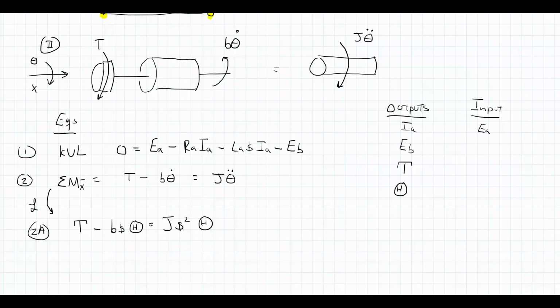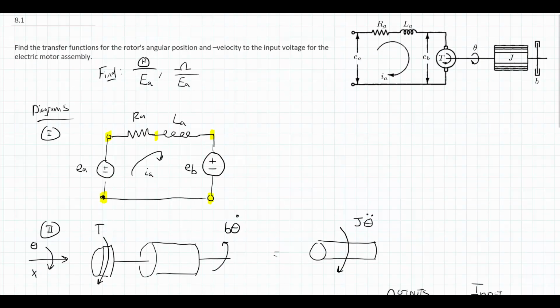J is a constant. So we actually have 4 outputs now from the equation of motion coming out of the free body diagram. So we need at least 2 more equations. And if we look at our list of outputs, our input is EA, and our output is theta. That's the first transfer function that we want.